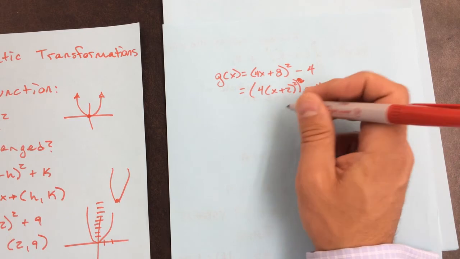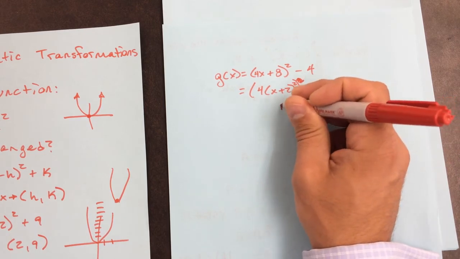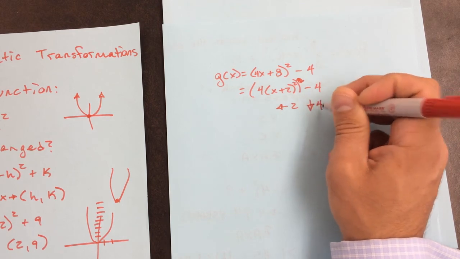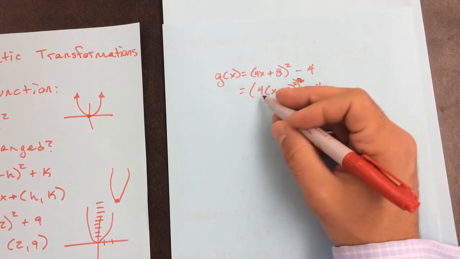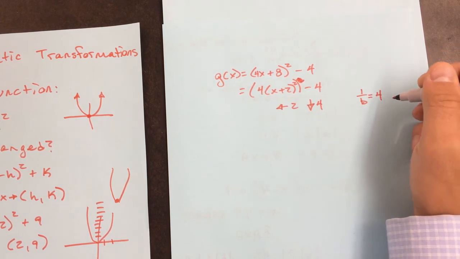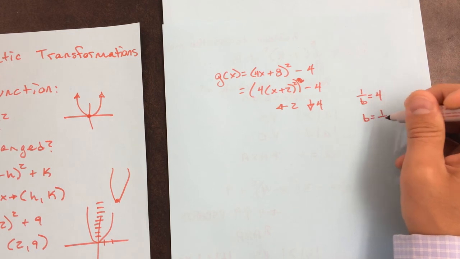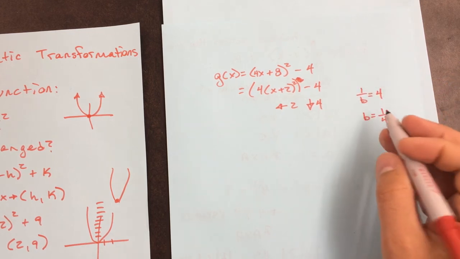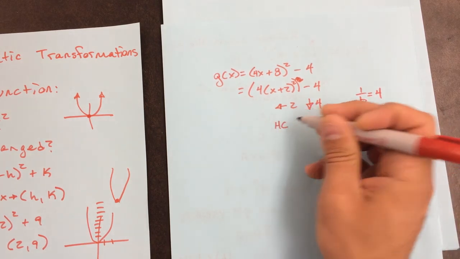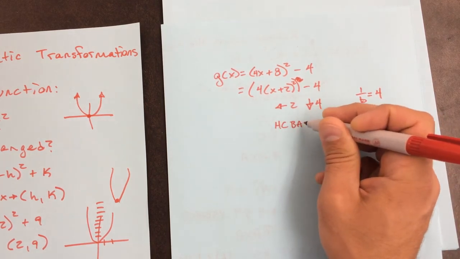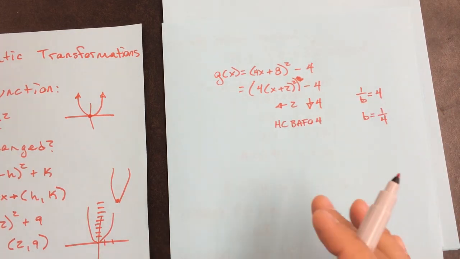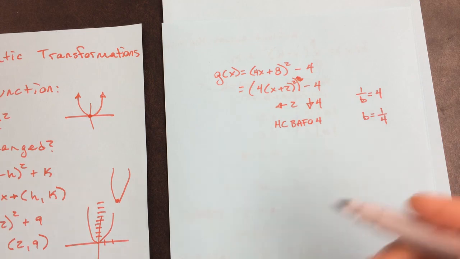So I'm going to say that my h value is -2, which means I'm moving to the left 2. The k is -4, so I'm going down 4. This 4 is on the outside, which means the b is really 1 over b equals 4, which gives me b equals 1/4. So that means that it's smaller than 1. So it's going to be a horizontal compression by a factor of 4. And that's what you're looking at. I think you just need to get a bunch of practice of this and it'll be pretty simple.